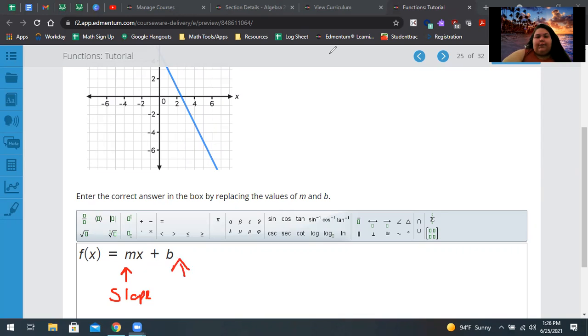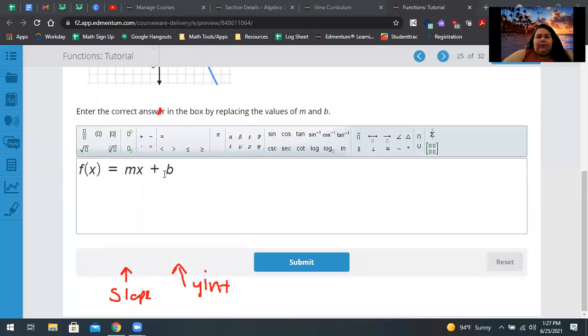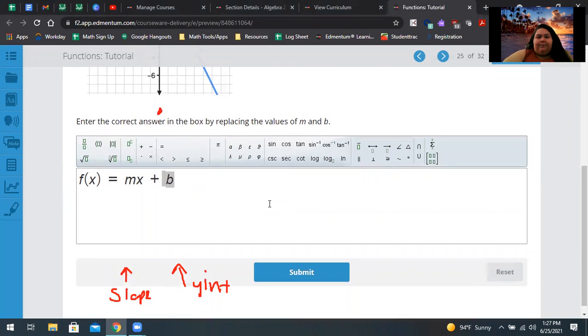So if you look at your graph up above, what number is it touching on the y-axis? That blue line is touching, take a look. What number would that be considered? You're going to type that number in right here and replace B.